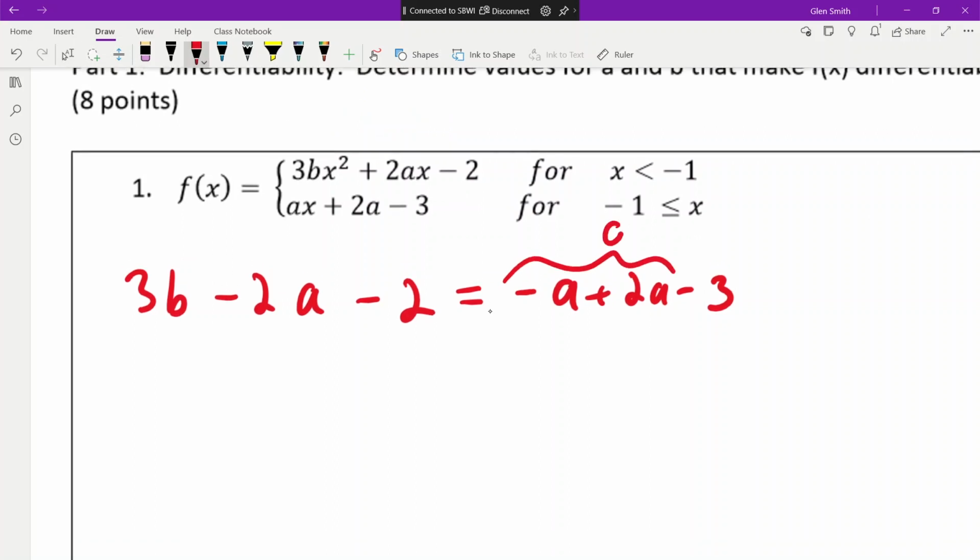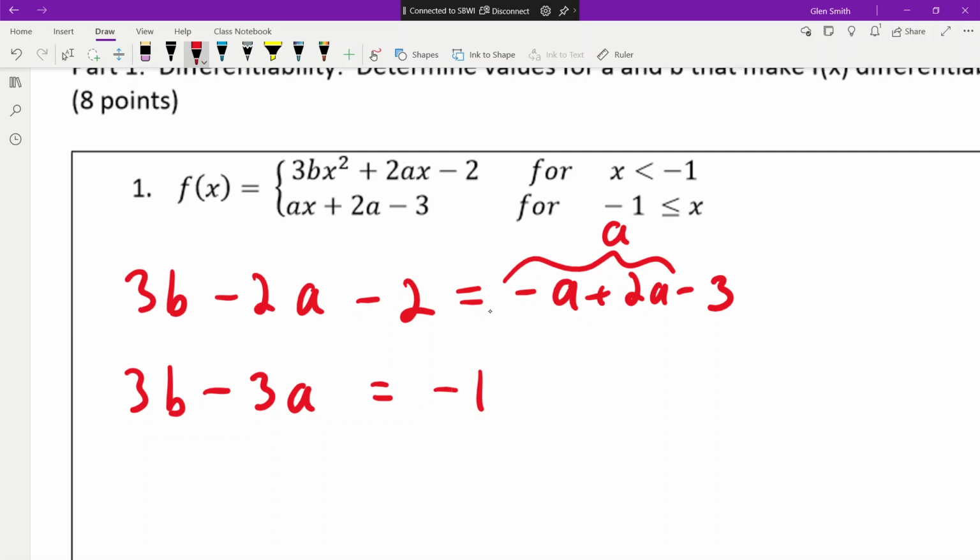This is just a, right? That's a minus 3 there. So I'm going to subtract off a. I'm just putting these together. That's going to give me 3a. And I'm going to add 2 to the other side and get that. So that's just the one equation.